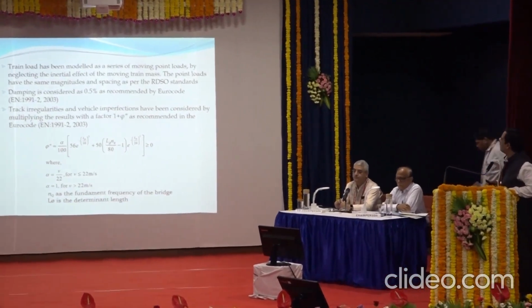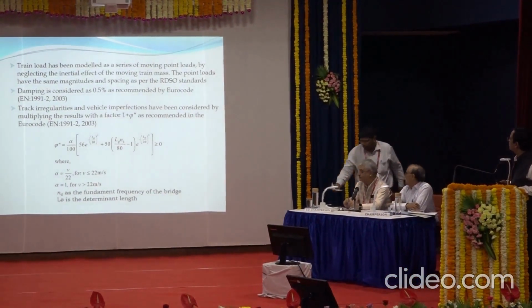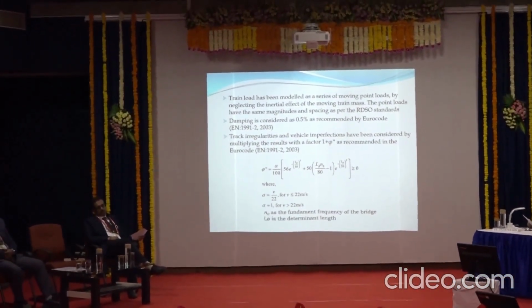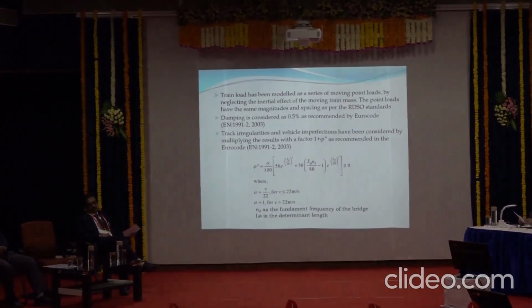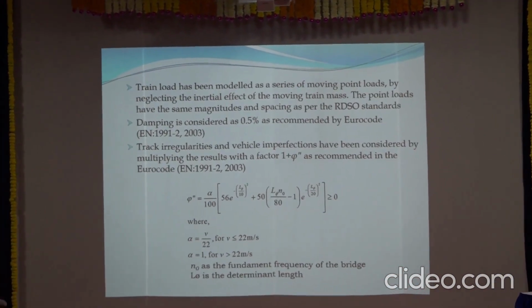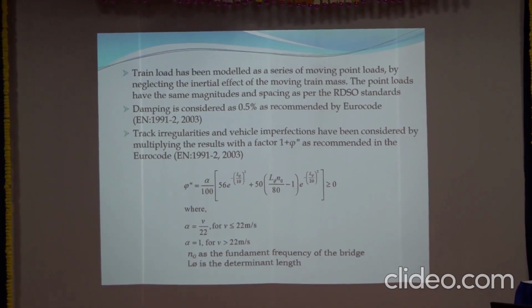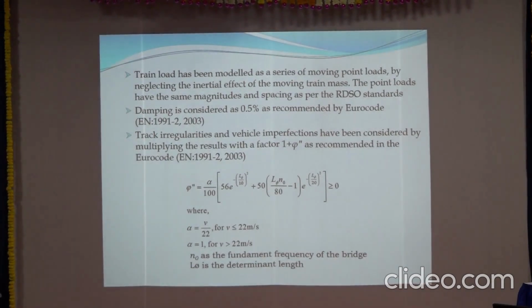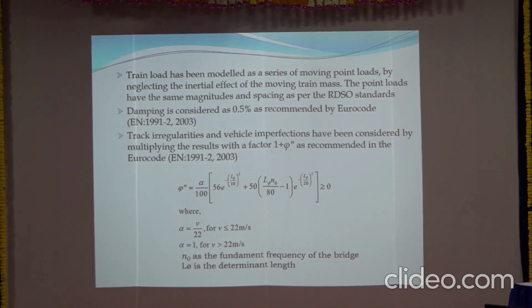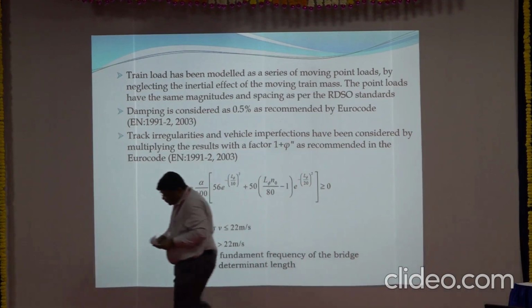The point loads have the same magnitude and spacing as per the RDSO standard. Damping is considered as 0.5%, as recommended by Eurocode. Track irregularities and vehicle imperfections have been considered by multiplying the results with a factor of 1 plus phi double dash, as recommended in Eurocode. This is a very complex mathematical formula. The only thing I want to tell is that we don't model track irregularities. Whatever results come out of the numerical modeling, we multiply by 1 plus phi double dash to account for track irregularities and vehicle imperfections. Next slide.